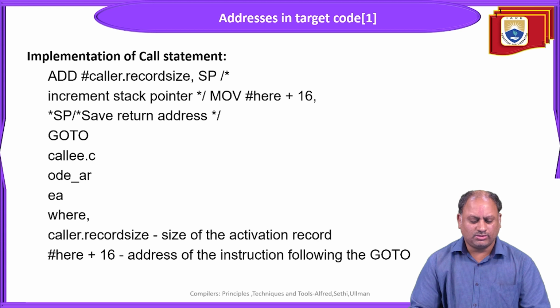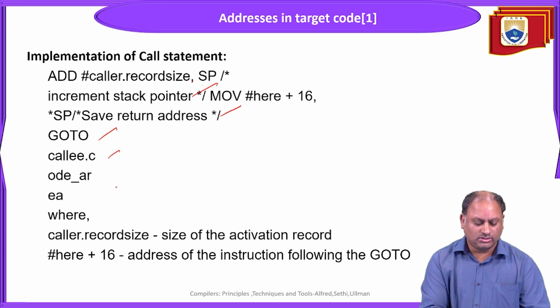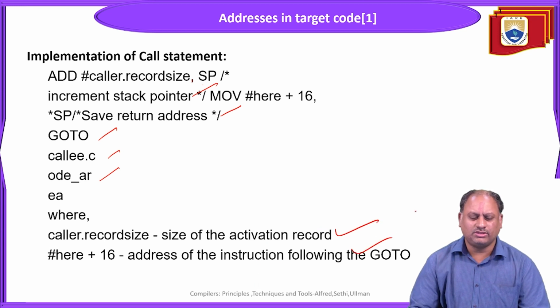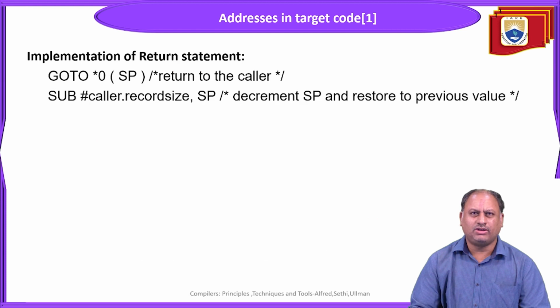So call statements are to be implemented with the help of this notation such as add, that is caller record size, what is the record size, and then comma SP stack pointer. So we are going to increment the stack pointer and then return the save address. For that, go to call it C and then od underscore area where the record size, that means size of the activation record, is to be mentioned, and also address of the instruction which is following the go to statement. These are to be available for the implementation of call statement.